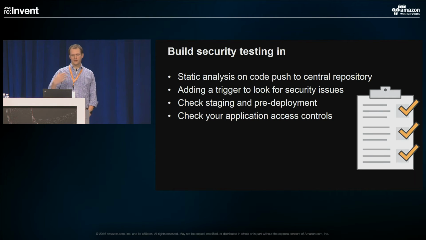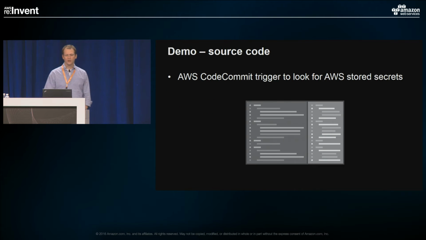So this is about enabling us to do some form of static analysis on some form of central repository. What are the triggers within here so that I can go and do that analytics dynamically? How do I work on the staging and pre-deployment pieces? So I'm going to show you using AWS CodeCommit to do this exact thing, to give us some form of check on the source code.